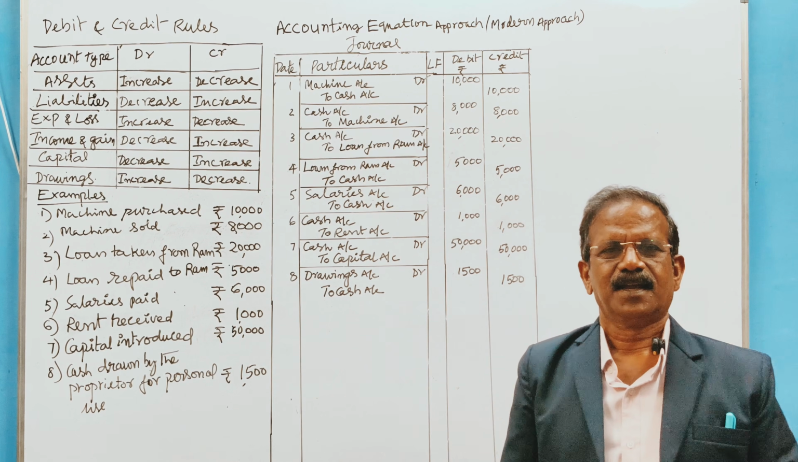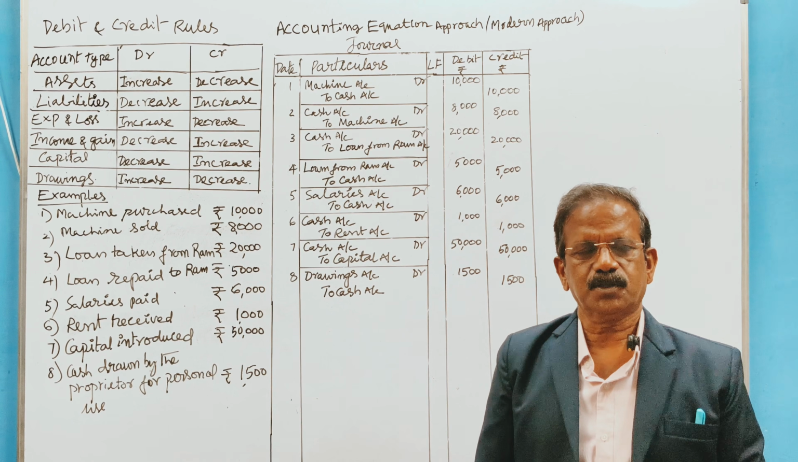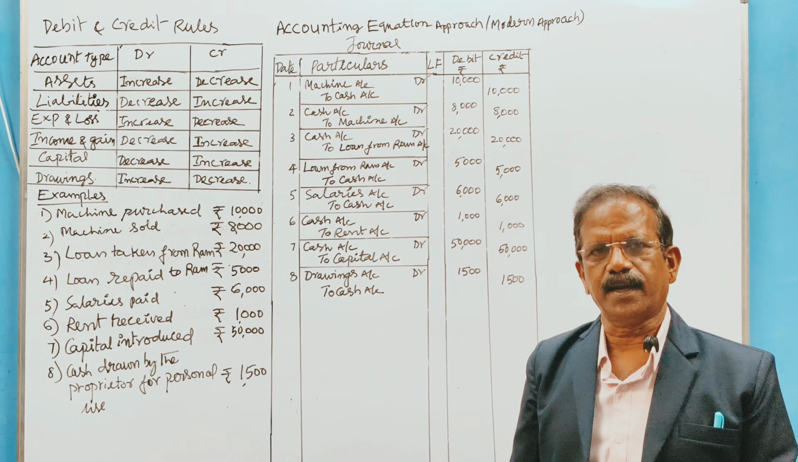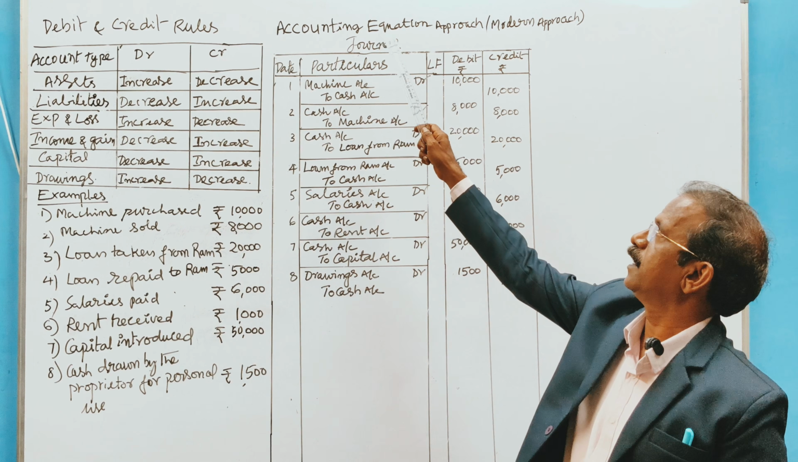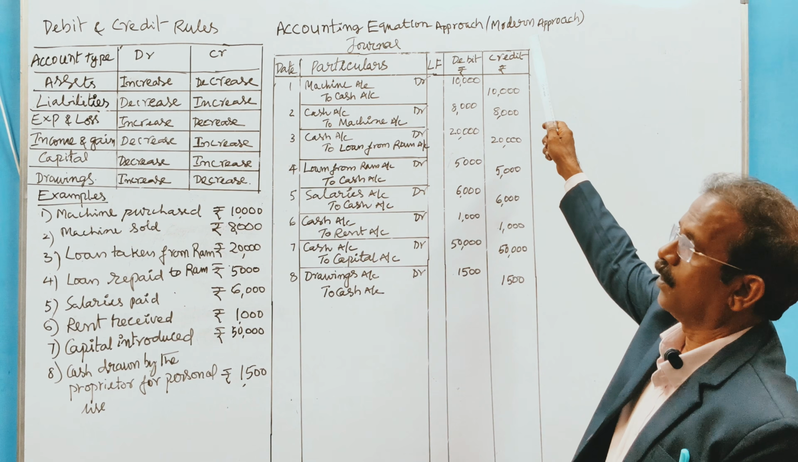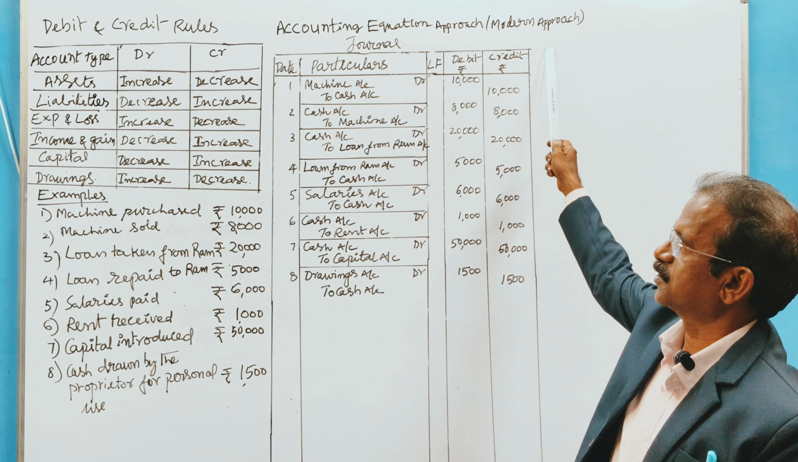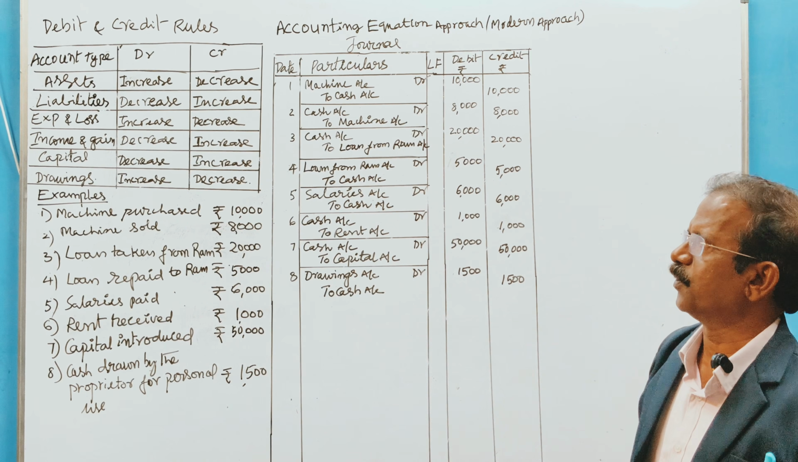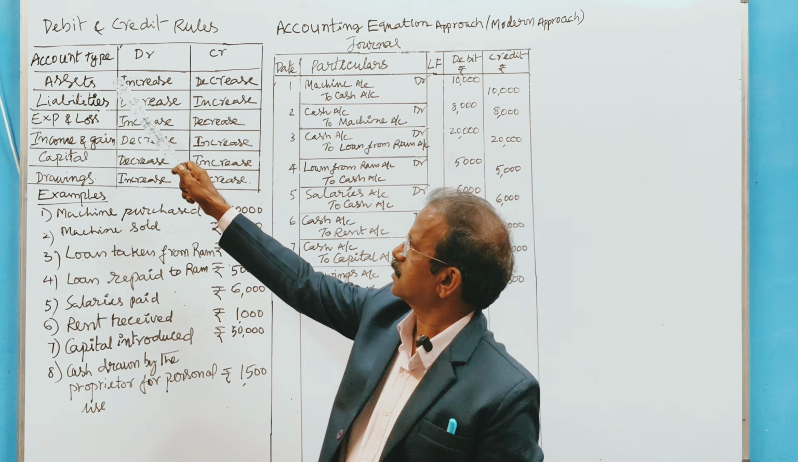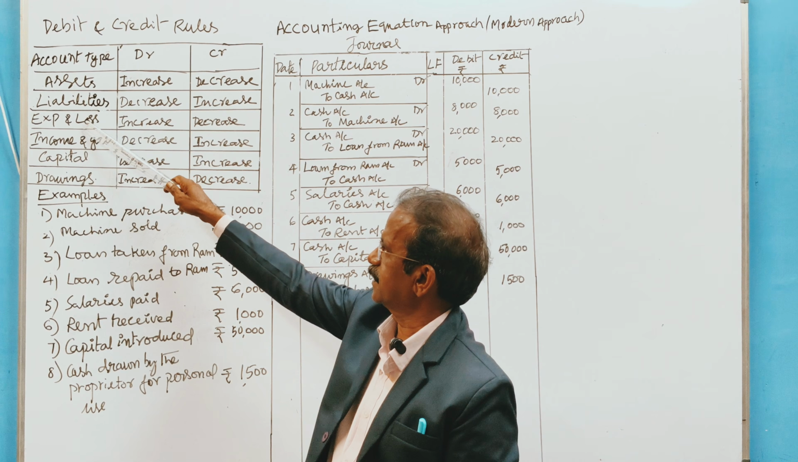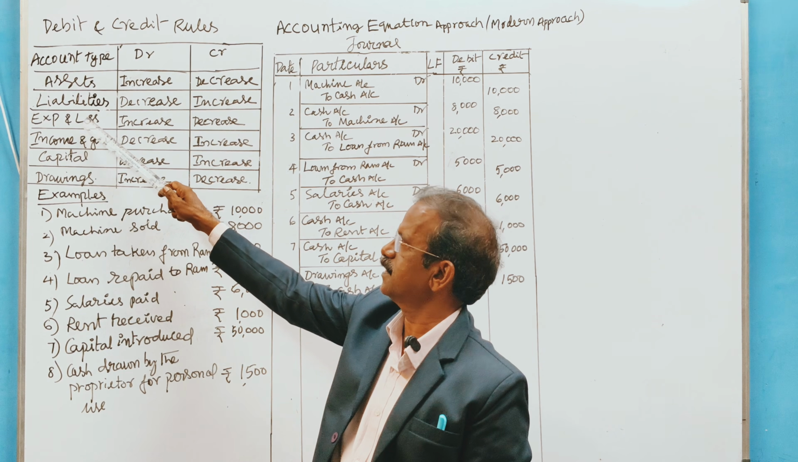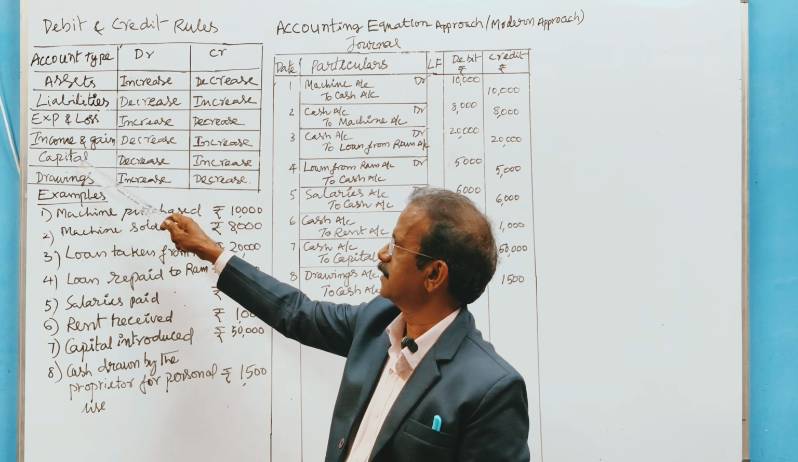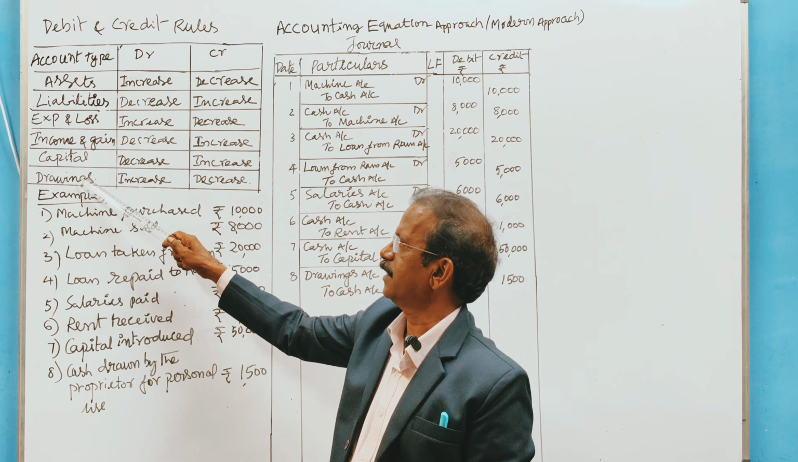Hi students, today I'm going to teach you how to write journal entries using accounting equation approach or modern approach. Under this approach, accounts are classified into these categories: assets, liabilities, expenses and losses, incomes and gains, capital and drawings.